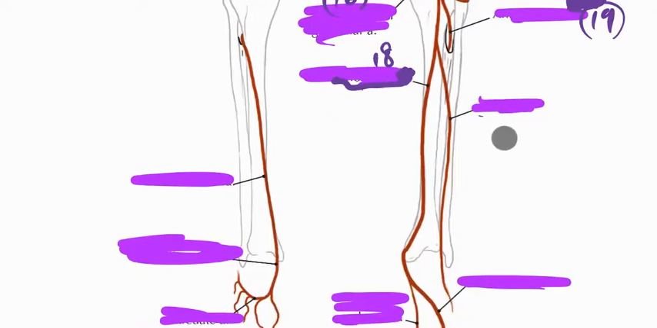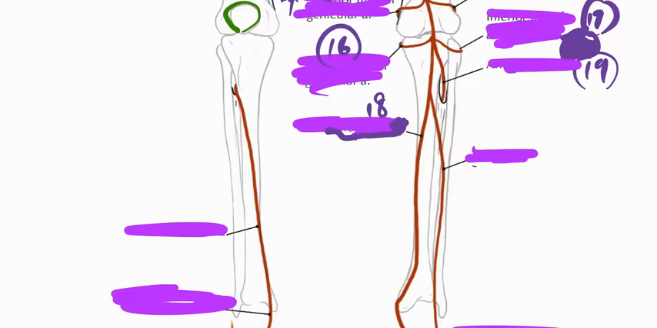What's the name of it? The adductor hiatus. Wait, this right here. You mean this? Yeah, that's not the adductor. Well, that becomes the canal.